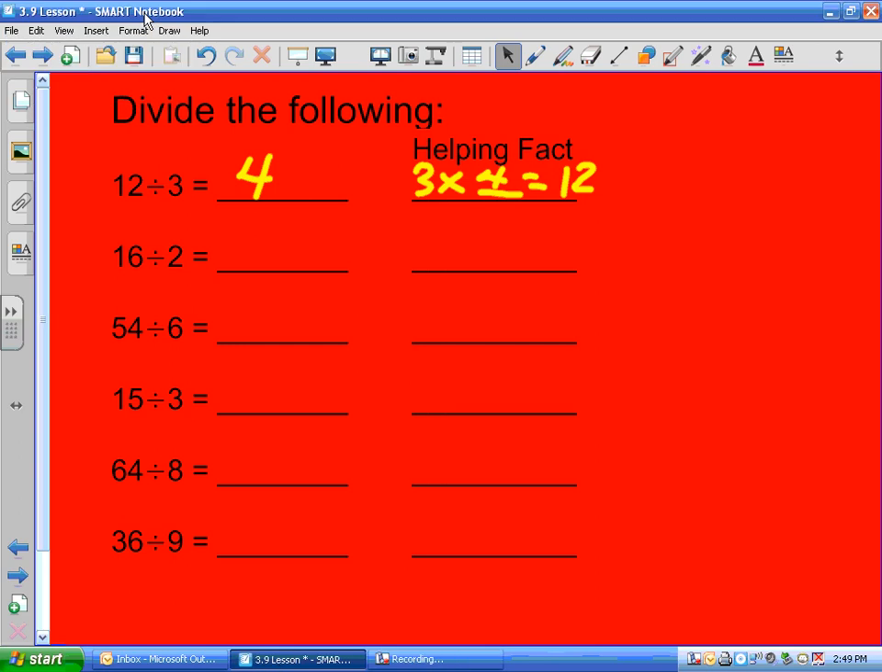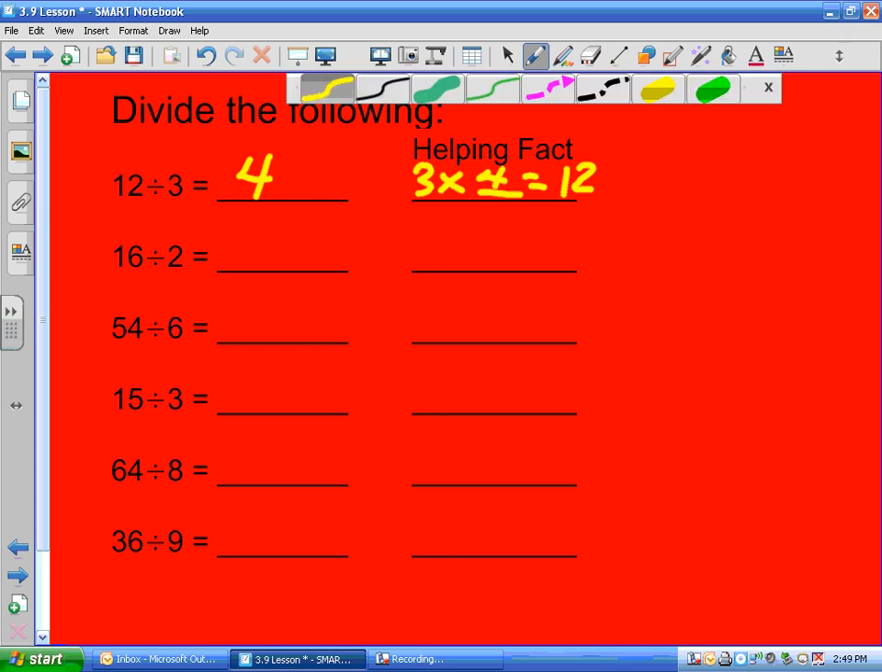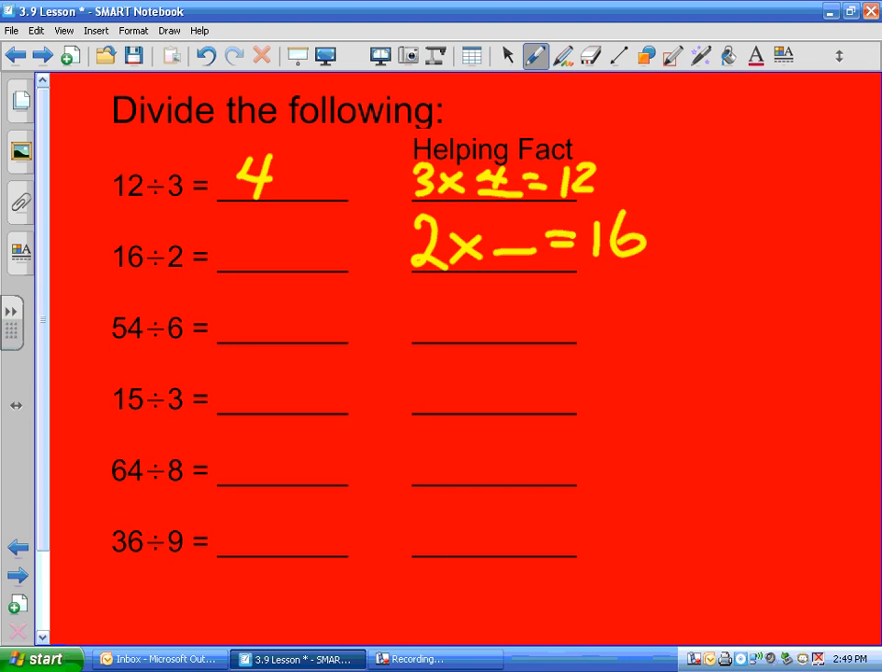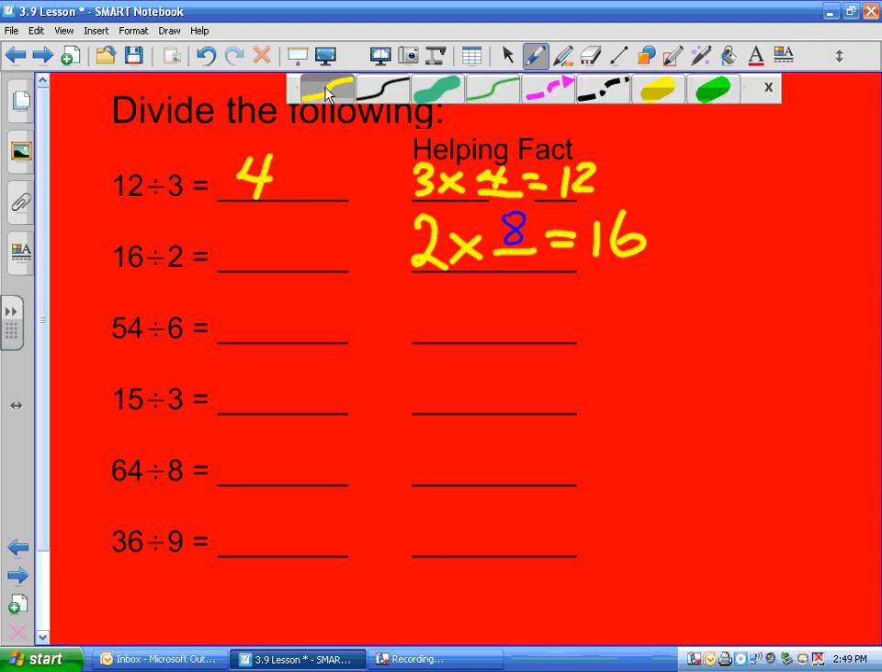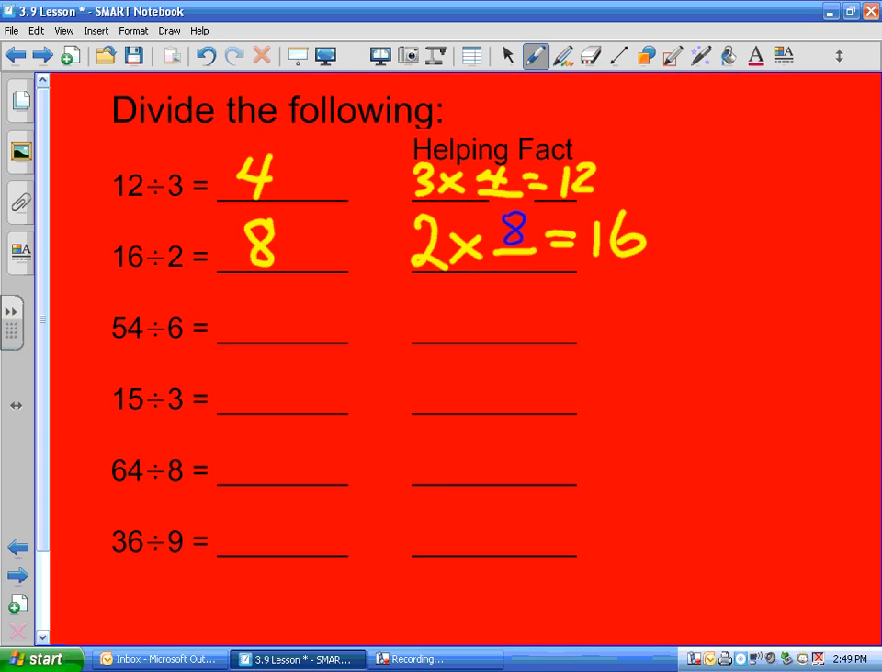Okay, so 16 divided by 2. What is the helping fact for 16 divided by 2? What do you think? 16 times 2. No, 16 is the biggest number, remember? So 2 times what is equal to 16? Actually, wait, is it 12? No, 2 times 12 is 24. Noah, 8. That's right. 2 times 8 is 16. So if 2 times 8 is 16, then we know that our answer's got to be 8.